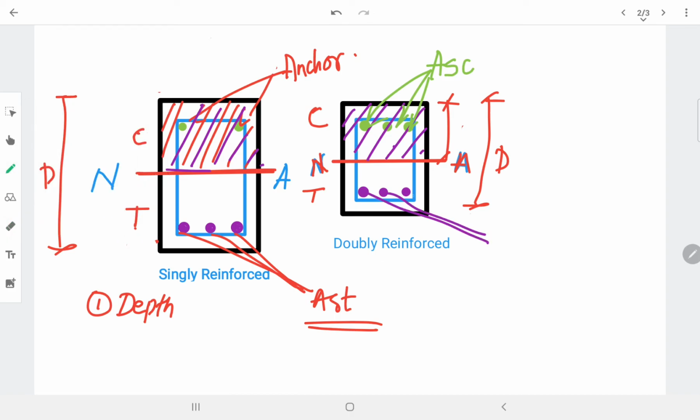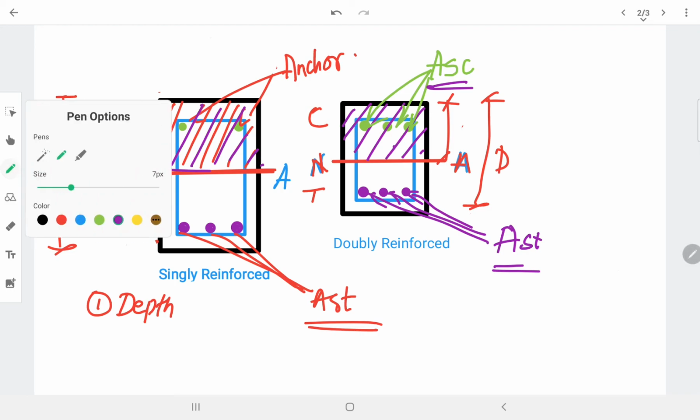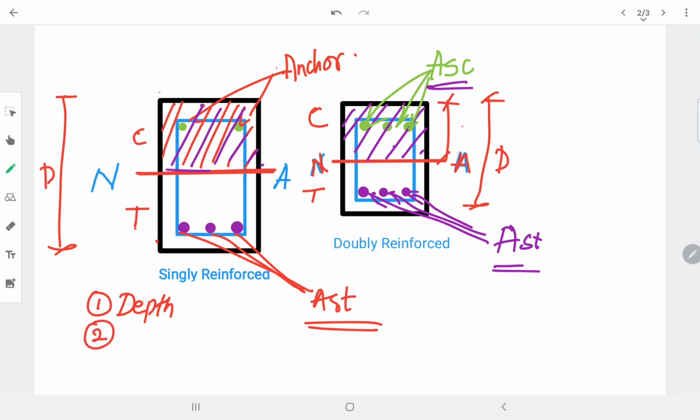Below that, in the bottom fibers we have AST, and in the top fibers we'll be having ASC. Okay, this is all the theme about singly and doubly reinforced beams. The first difference is depth. The second one is ASC, so you'll be getting ASC. The third one is higher strain at the compression side.